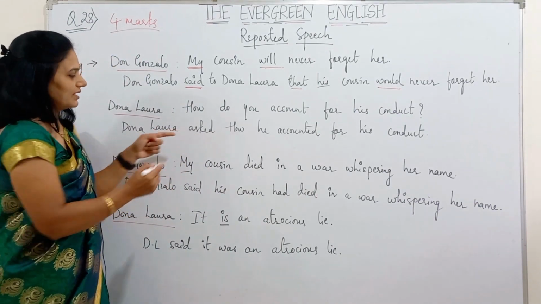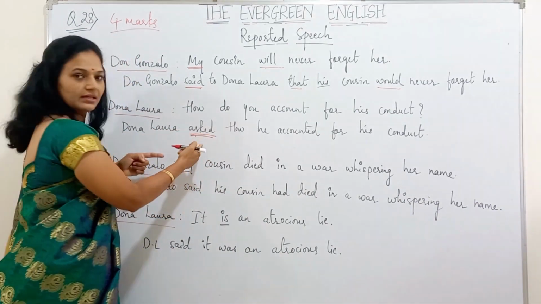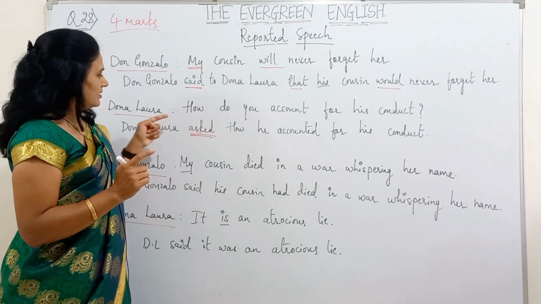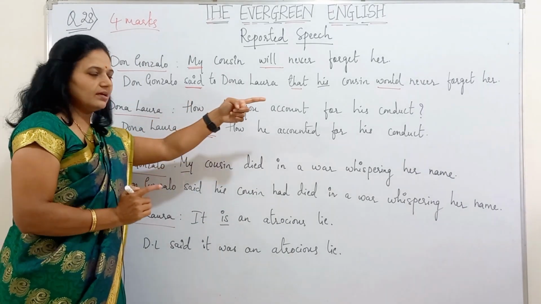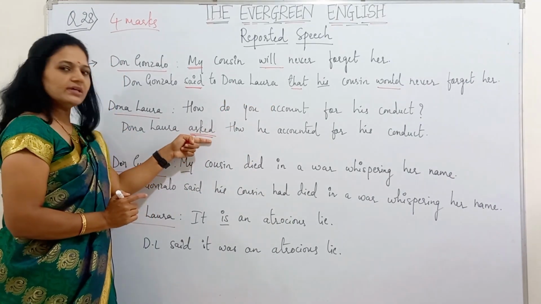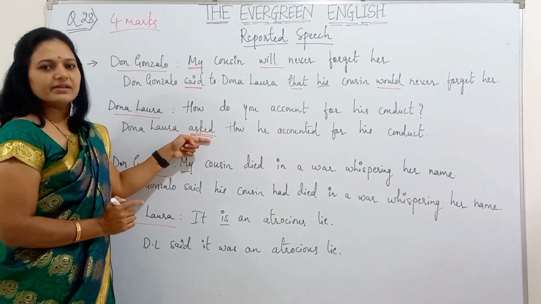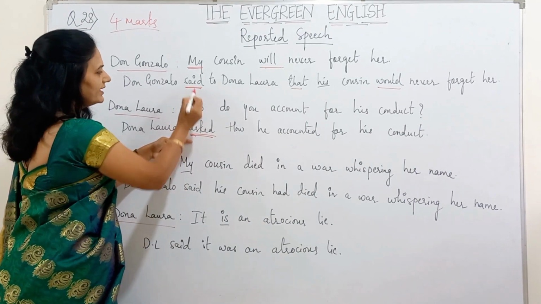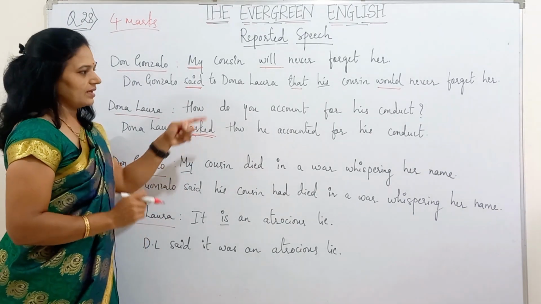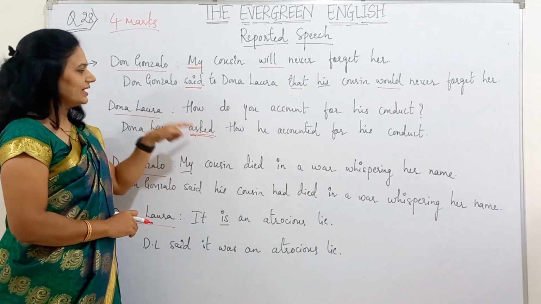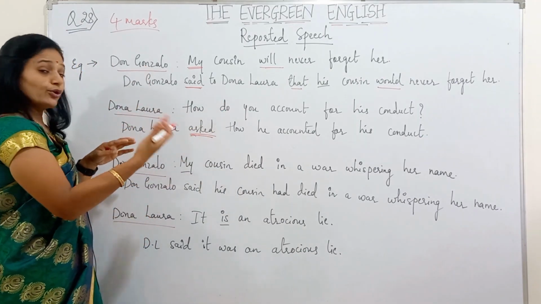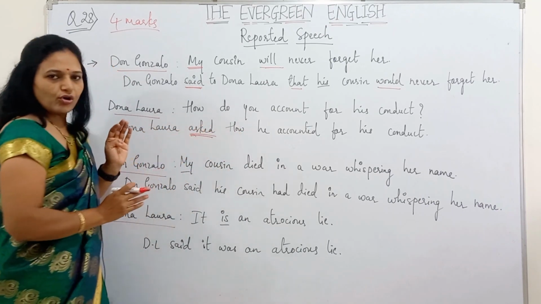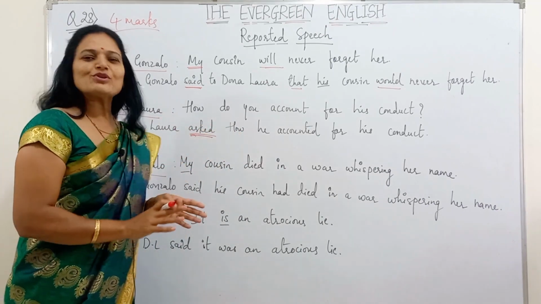Donna Laura asked. Why have I used asked? Because there is a question mark. Okay, if the sentence given here is interrogative, then use this verb here. So reporting verb we say. Here it is said and here it is asked because she is asking Gonzalo. No need to write Donna Laura asked Don Gonzalo. If you write, that is also correct.